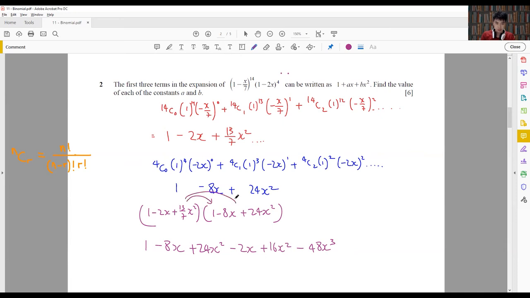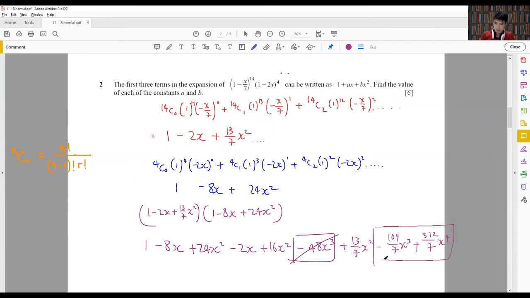Lastly, the last three expansion here, here, and here. So it's going to be plus 13 over 7x squared minus the irrelevant one, which is actually just 104 over 7x cubed plus 13 times 24, 312 over 7x to the power of 4. So like I mentioned, the question only wants it until x to the power of 2. Everything else other than that will just be irrelevant, okay?